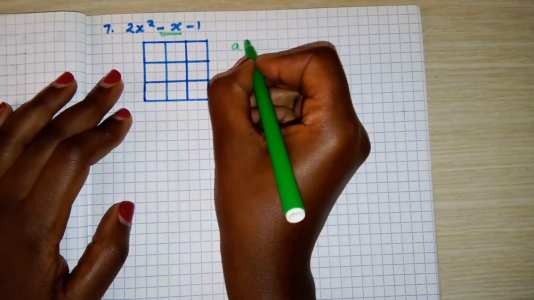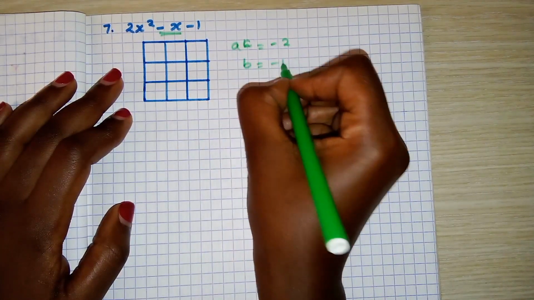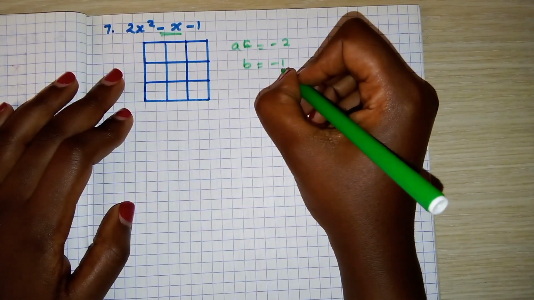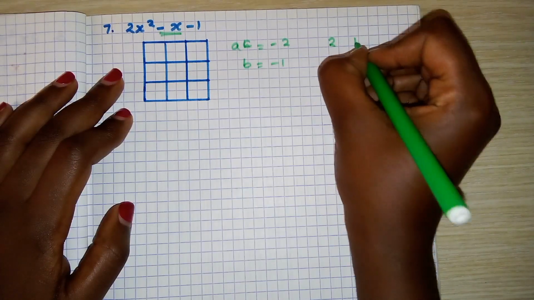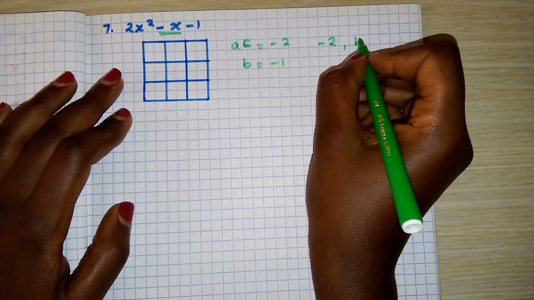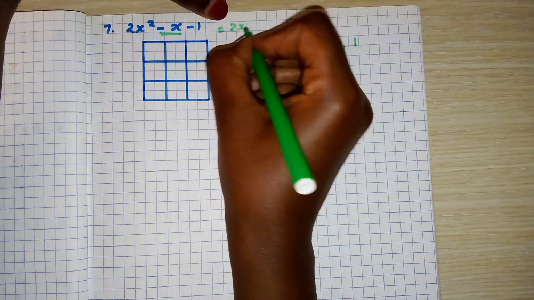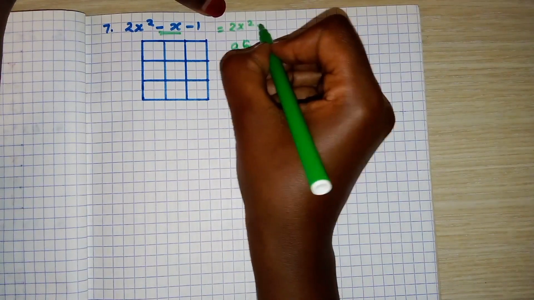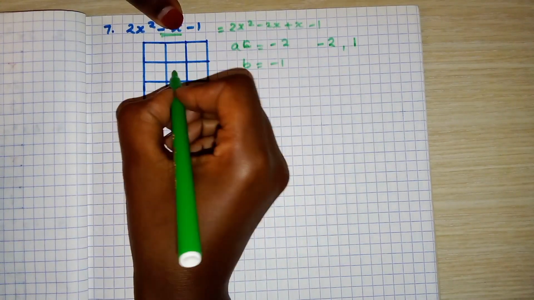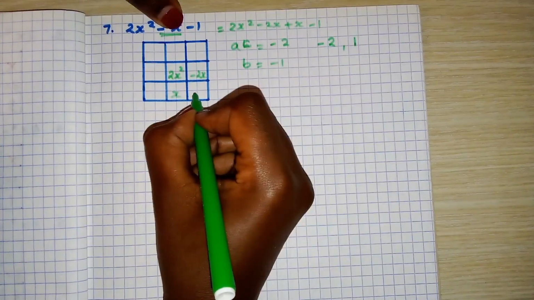Number 7, let's replace the negative x. So AC would be 2 times negative 1, which is negative 2, and B equals negative 1. So 2 factors of negative 2 that will give us a sum of negative 1 would be 2 and 1. And then you make the big number a minus. So negative 2 plus 1 is negative 1. So rewrite this one again. We have 2x squared minus 2x plus x minus 1. Then you write these ones here. So 2x squared, negative 2x, x and negative 1.